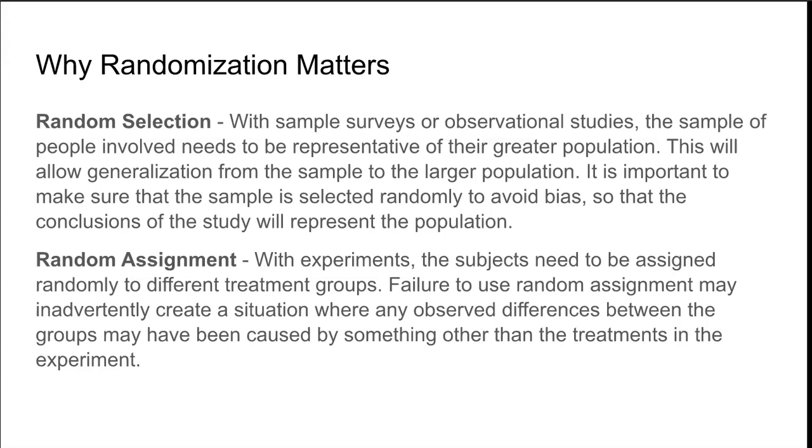In an experiment, random assignment is used to randomly assign participants or subjects to different treatment groups. By randomly assigning subjects, researchers ensure that the results of the experiment can be attributed to the different treatments, not some other extraneous variable.